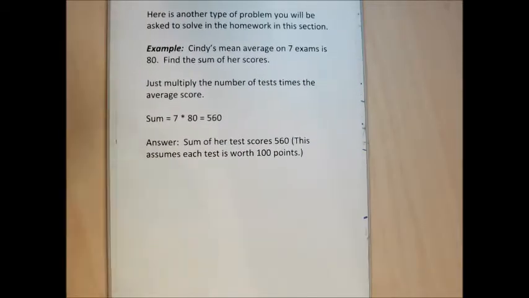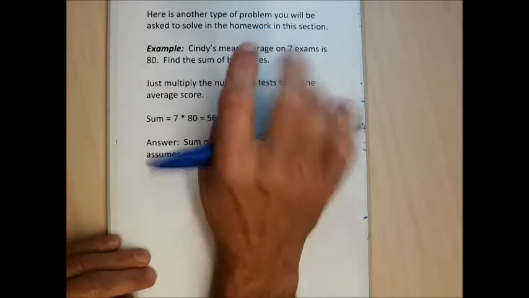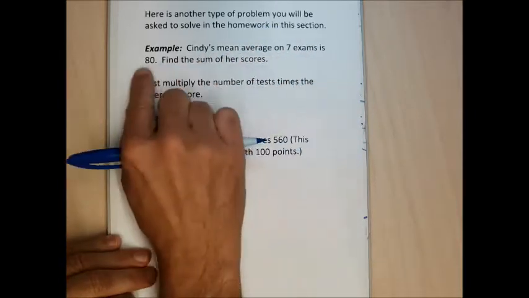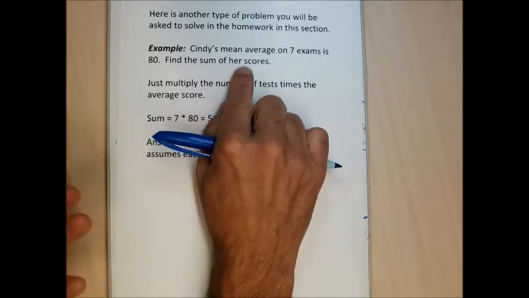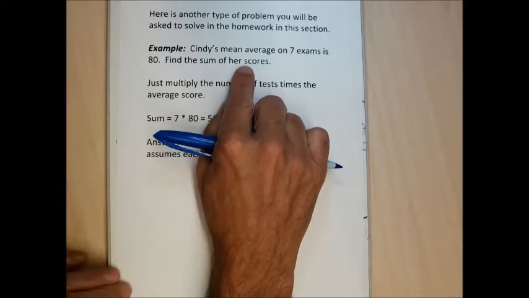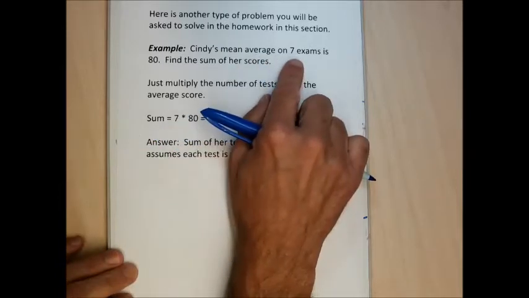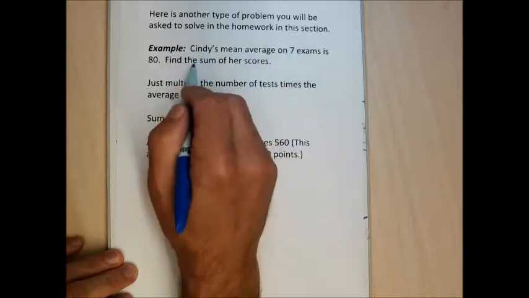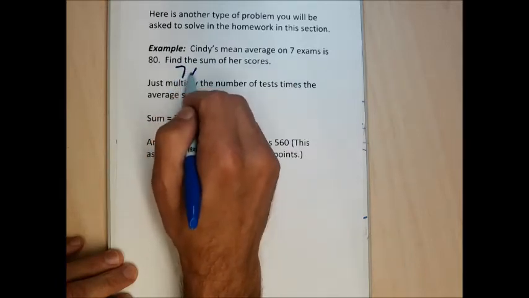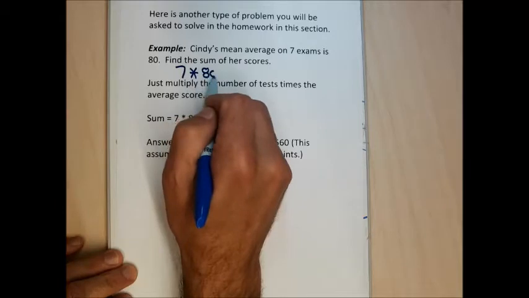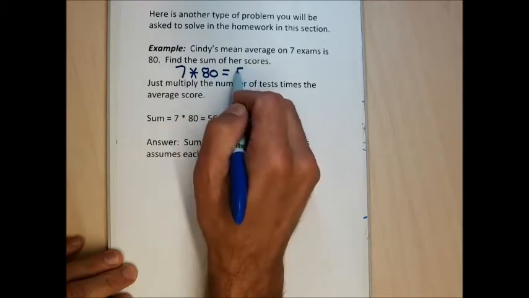All right, here's another skill that you're going to need to have in this section. So let me see what we can do here. Cindy's mean average on 7 exams is 80. Find the sum of her scores. This is inherently assuming that each of Cindy's tests were worth 100. No, I guess it doesn't assume that. Take that back. So to average 80 on 7 exams, if you want to find out the total number of points that she has, you would just take the number of tests times her average, and that would give me what the sum of her scores is.